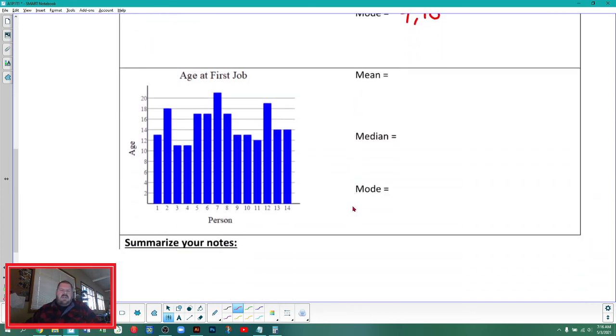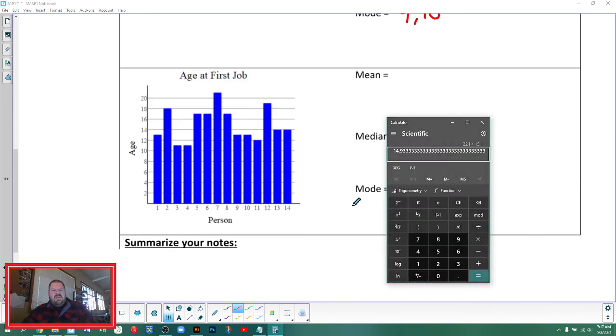All right, looking at the last one we have, we're looking at age at first job, and like I said, this is more of a dot plot than a histogram. Same concept, but I would almost say that in order to make this a good histogram, you'd probably switch age and person, but that's okay. Maybe we want to look at it more directly.